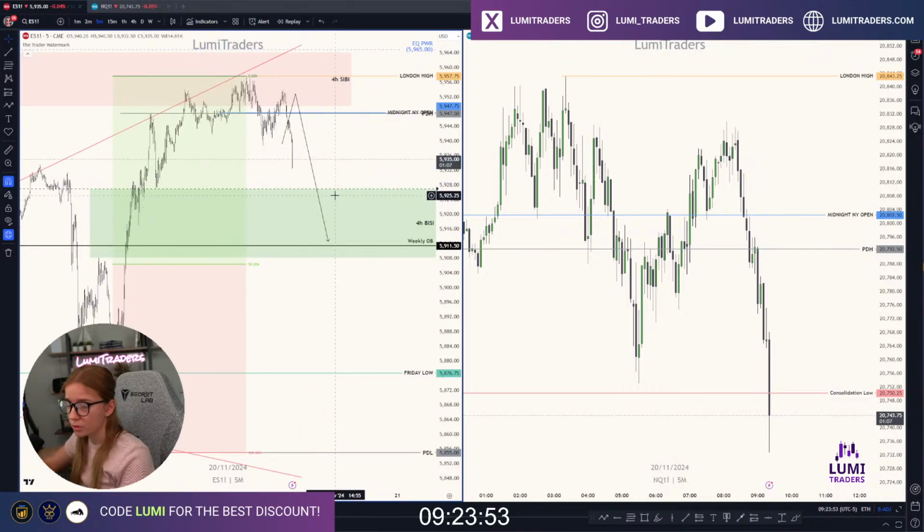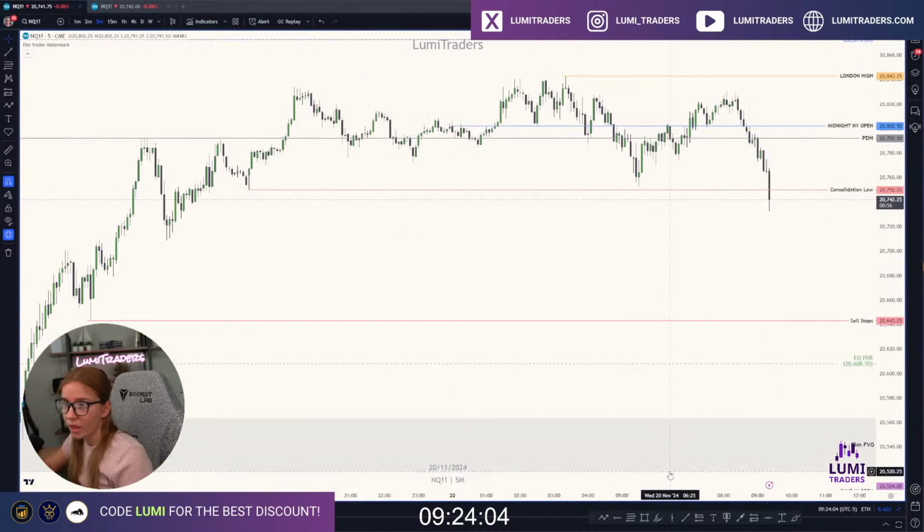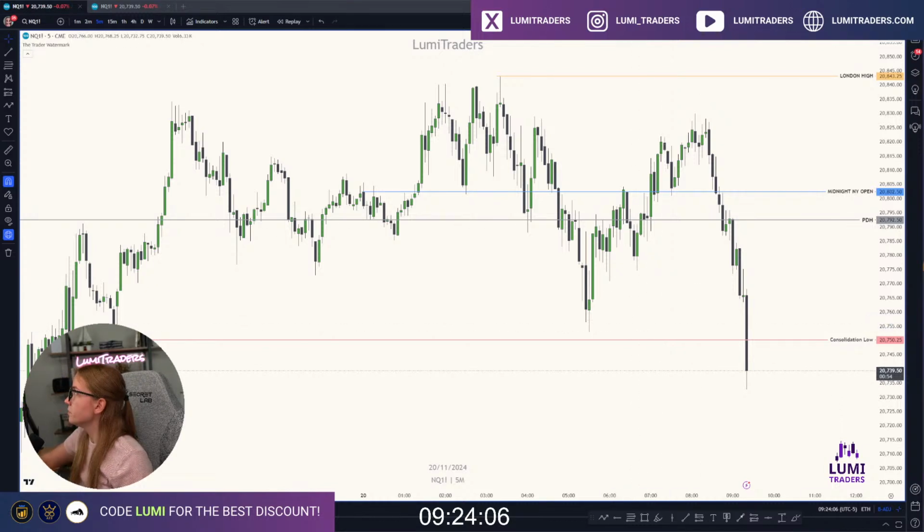What do you mean by 5-minute smart money reversal? A 5-minute change in the state of delivery, market structure shift, and a higher time frame level itself. So 4-hour fair value gap. Well, let's see. Let's see.